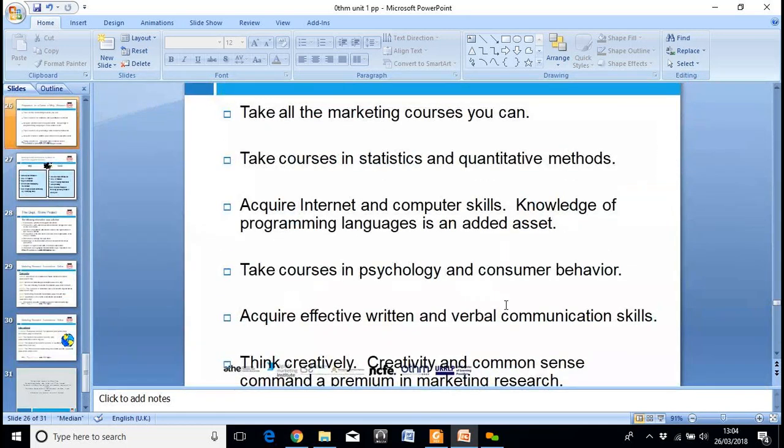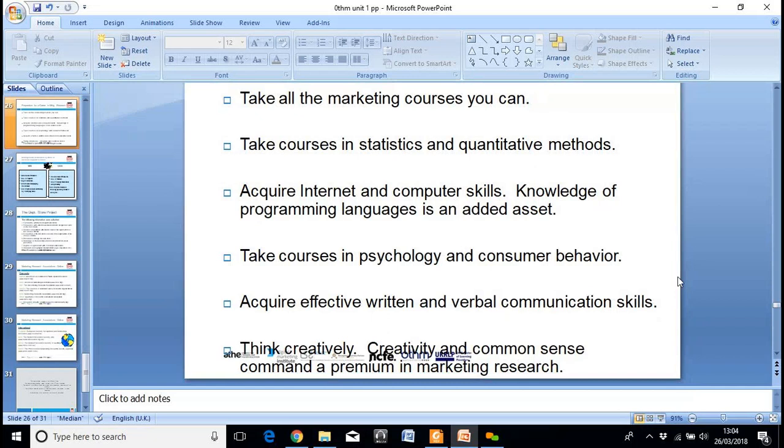Be effective in written and verbal communication skills. That's important for just about everything you need to do today, to be honest. Think creatively. Creativity and common sense command the premium in marketing research. Common sense is basically having the knowledge to be able to make decisions that make sense.